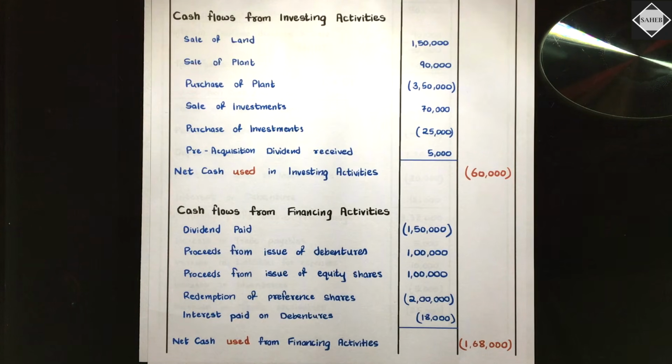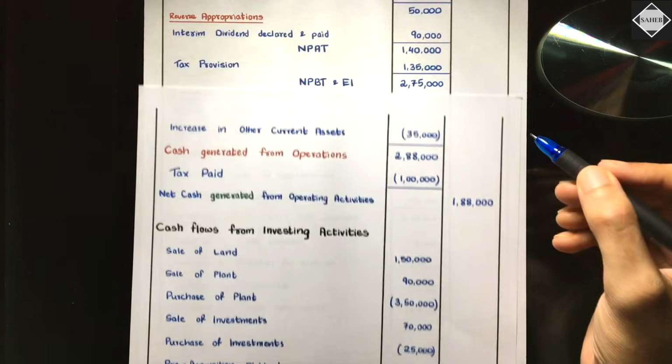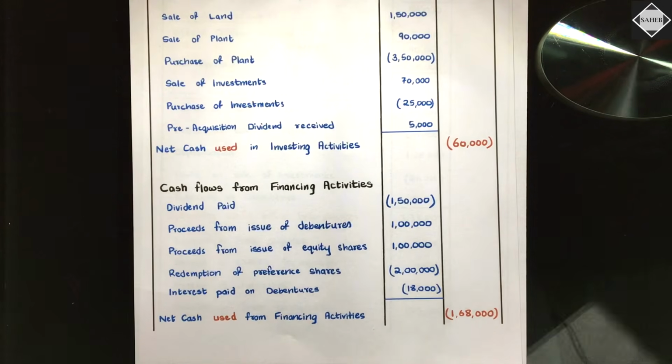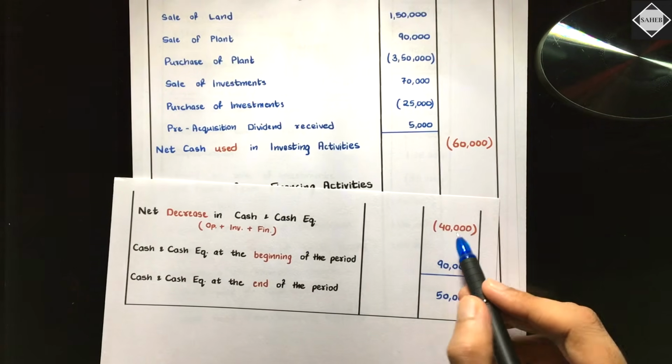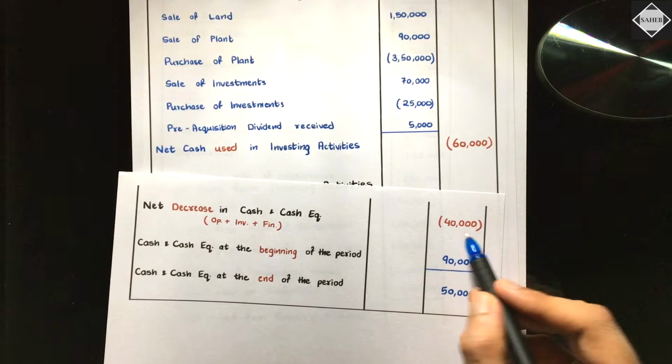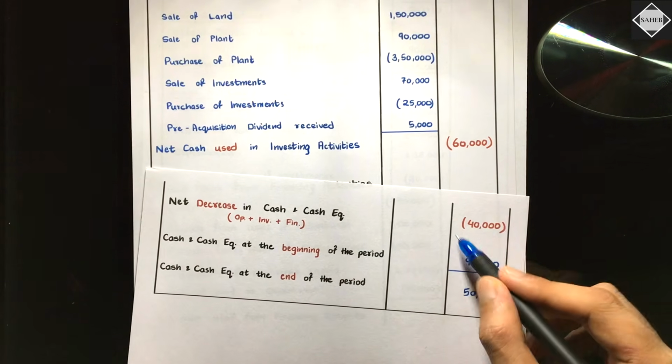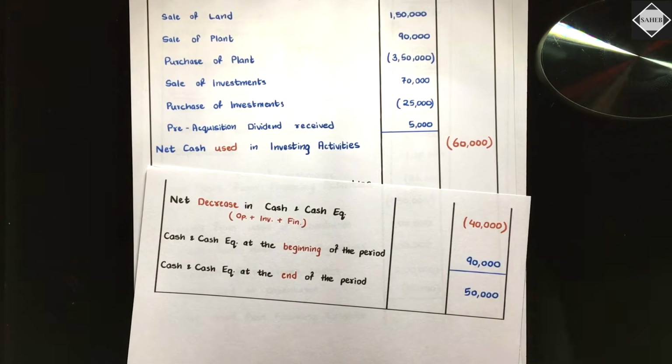Now what you do? Now we all add up all the cash flows. Yeah, 1 lakh 88 minus 60,000 minus 1 lakh 68,000. Right? All the three. That's equal to 40,000. What is this 40,000? This is the net decrease in cash and cash equivalents. In the current year, this much decrease has happened. This much net cash outflow has happened.